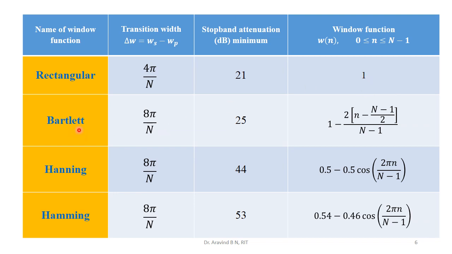Now for the Bartlett window, it is 8 pi by N, the stop band attenuation is 25, and the window function is defined by this representation. Similarly we are going to have the Hanning window as well as the Hamming window representations. Most commonly we always make use of the rectangular window as well as the Hamming window. These two are the most common realizations in most of the cases.